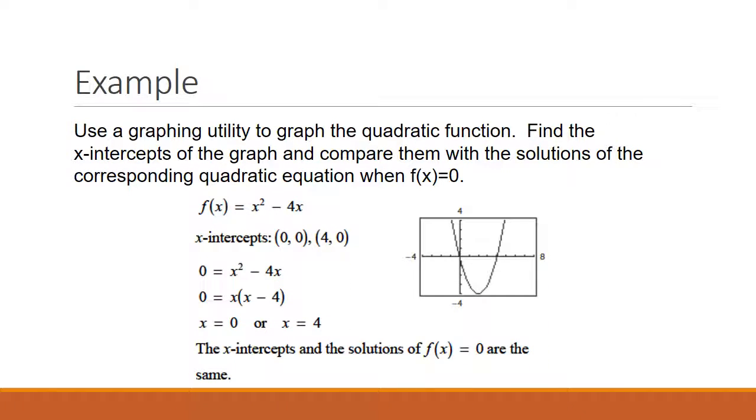So our x-intercepts are (0, 0) and (4, 0) from the graph. Setting the equation equal to 0, we can factor out the x, and then we get x equals 0 or x equals 4. Same exact thing. The x-intercepts and the solutions of the function set equal to 0 are the same. And the reason they're having you do this is they want you to make that connection. X-intercepts and zeros are the same thing.